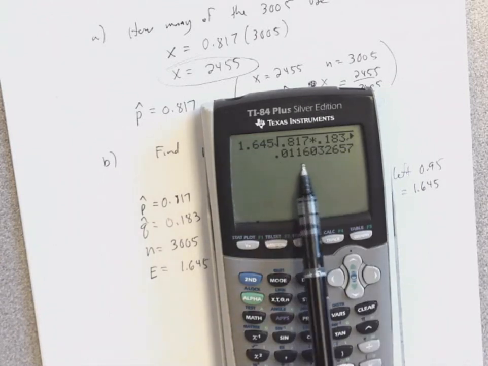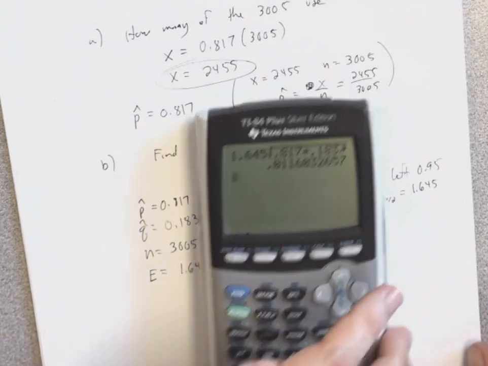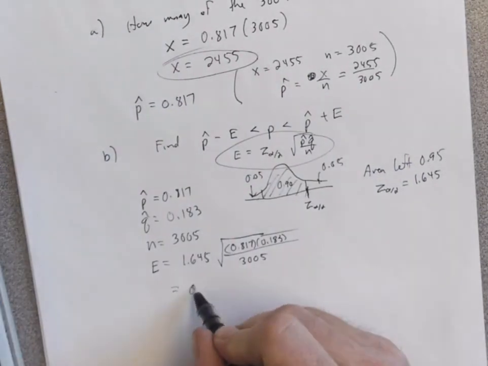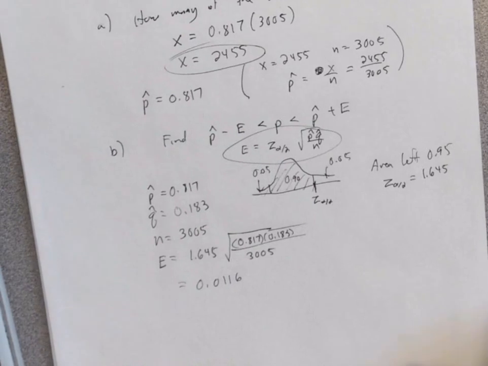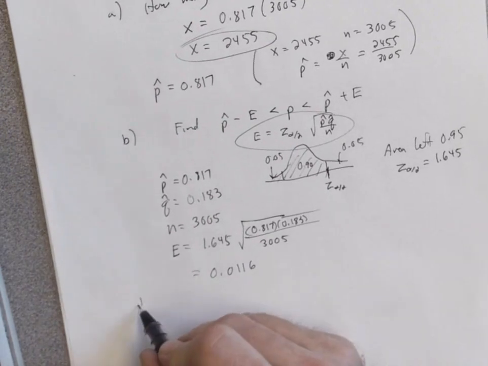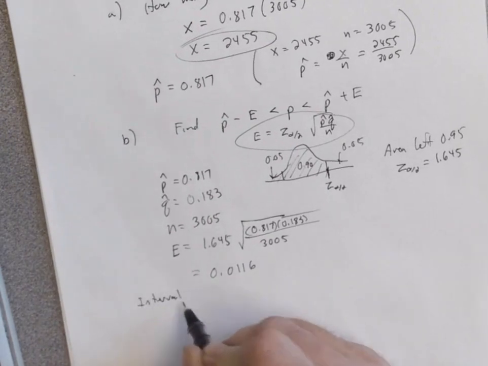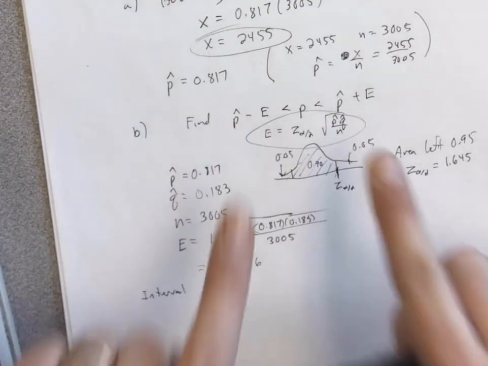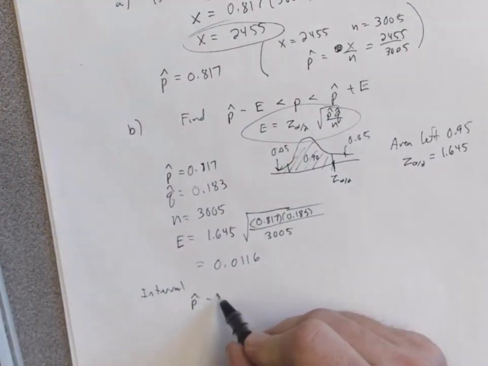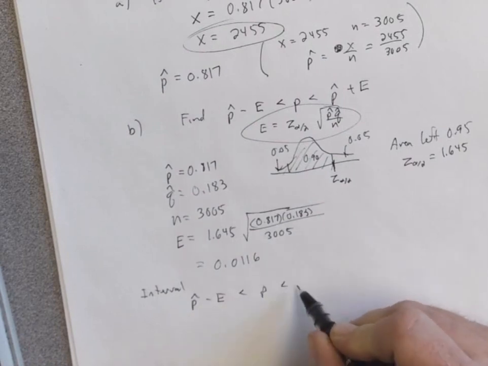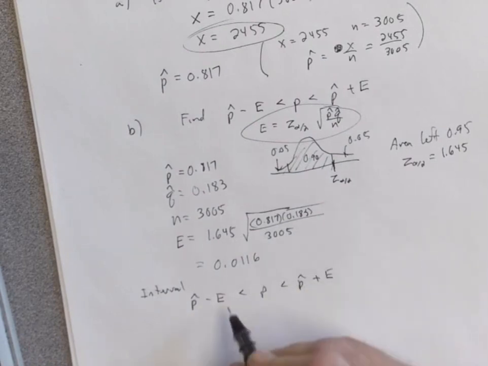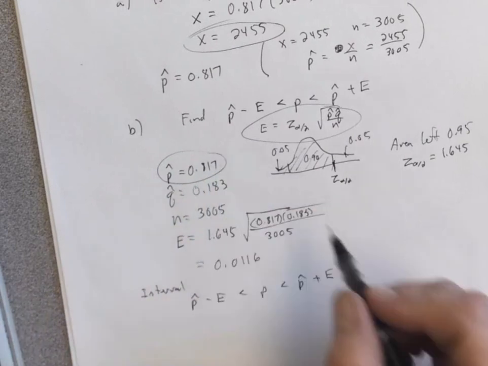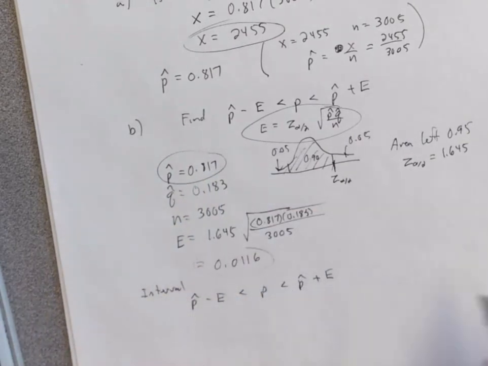So I'm going to take this out to three significant figures, all the way out to 116, okay? So this is 0.0116. So that means my confidence interval is going to be p hat plus or minus that number, right? So now p hat minus E less than p less than p hat plus E is going to be equal to this p hat, which is this number here. And I'm going to add and subtract that number.